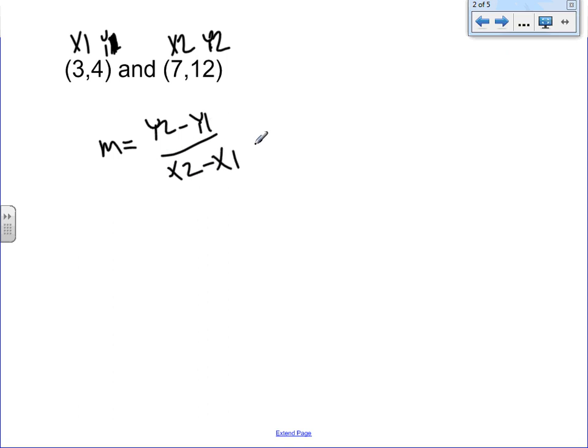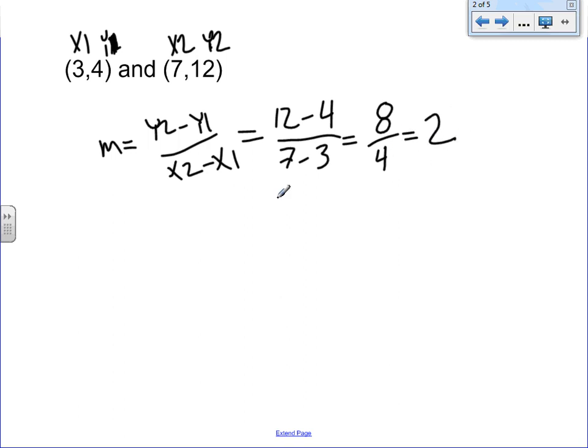So we know how to find the slope. In order to find point-slope, we find the slope. X1, Y1, X2, Y2. We use our slope formula: slope is Y2 minus Y1 over X2 minus X1. So Y2 is 12, Y1 is 4, X2 is 7, X1 is 3. 12 minus 4 is 8. 7 minus 3 is 4. 8 divided by 4 is 2. So my slope is 2.